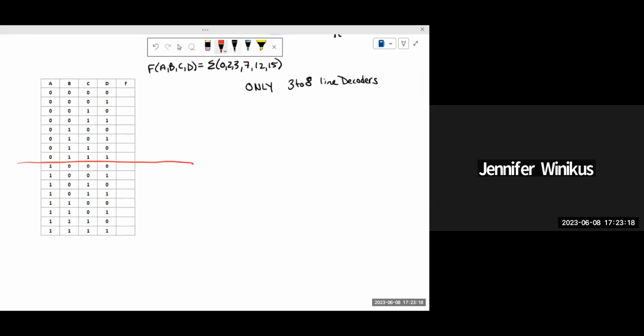We're going to use Shannon's expansion theory to have A times the function of what remains would be C, D, plus A naught times the function of the remaining variables. So to incorporate this, we're going to let A be our enable.